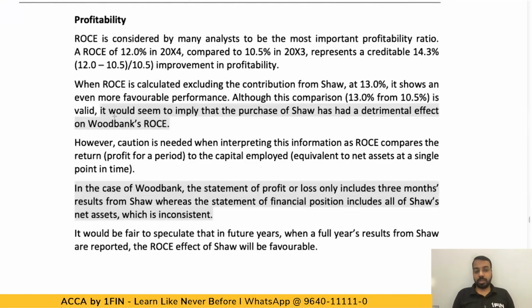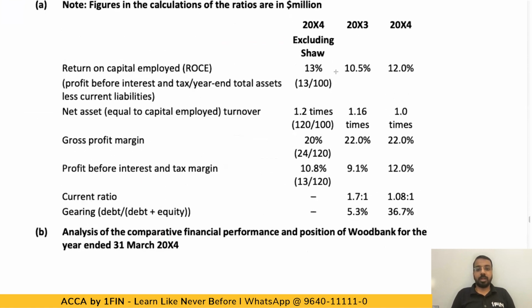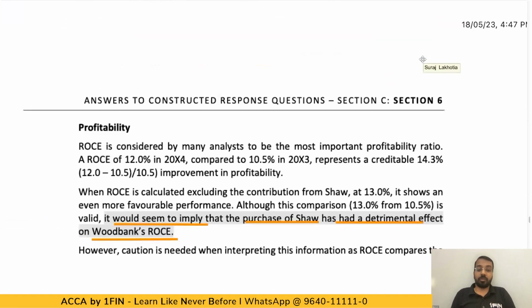The conclusion. Look at the conclusion part. It would be seen that the purchase of Shaw has had a detrimental effect on Woodbank's ROCE, or you can say Woodbank ROCE has declined from 13%. So what is the ROCE without Shaw? Without Shaw, ROCE is 13%. With Shaw, ROCE is 12.0%. So the acquisition has actually dragged or reduced the return on capital employed on an overall basis.